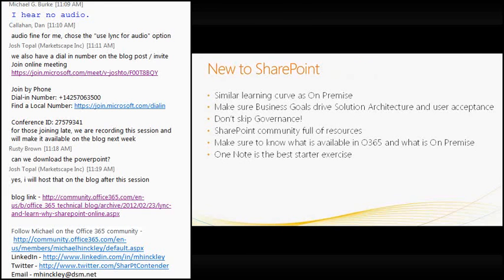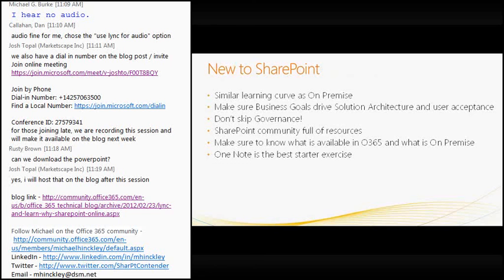So if you are new to SharePoint, just be ready. There is a learning curve. It's similar to the learning curve on-premises, and what I mean by that is the functionality and getting through it. Obviously, the hardware and the architecture are a different subject altogether, but just the actual configuring and planning for SharePoint is very similar.